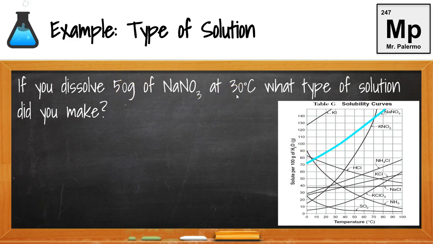We want to figure out, is that unsaturated, saturated, or supersaturated? So let's locate 30 degrees Celsius, and we're going to find 50 grams here. So here's 30 Celsius, 50 grams is right here, and so right here at this point, that's how much solute we dissolve, 50 grams. And at 30 degrees Celsius, we could actually dissolve up to the saturation point, which is about 95, 96 grams. So we're well under the saturation point. So we've created an unsaturated solution.